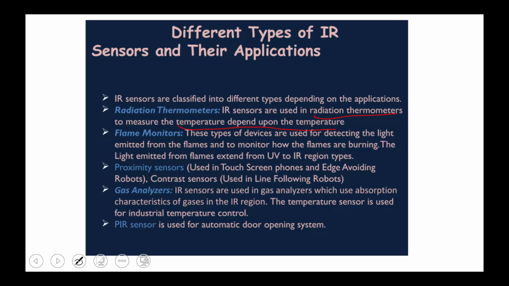The gas capacity based analyzer sensor uses the absorption of gases like H2S, CO2, toxic gases, oxygen sensors. PIR sensor for automatic door opening: in the metro, you see that the automatic door will open. How does that door open in the mall and everything?